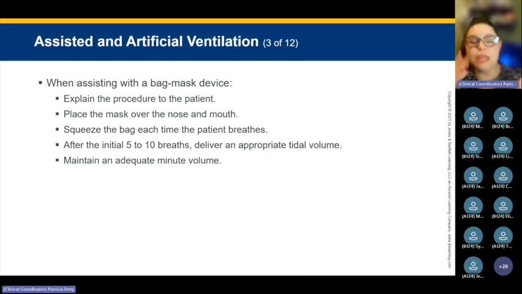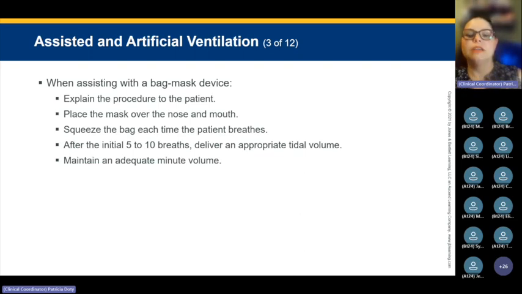When assisting with a BVM, bag valve mask, and this is a bag mask device, but I'm going to put the V in there because that's what I normally use. Explain the procedure to the patient. Place the mask over the nose and mouth. This is if they're conscious, naturally. Squeeze the bag each time the patient breathes. And after that initial 5 to 10 breaths, deliver an appropriate tidal volume.